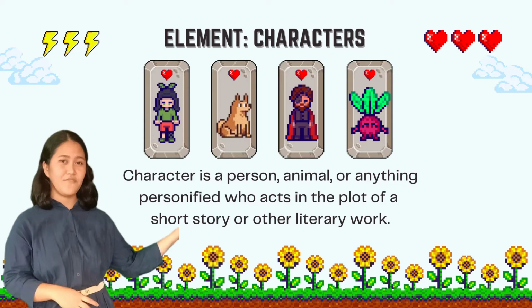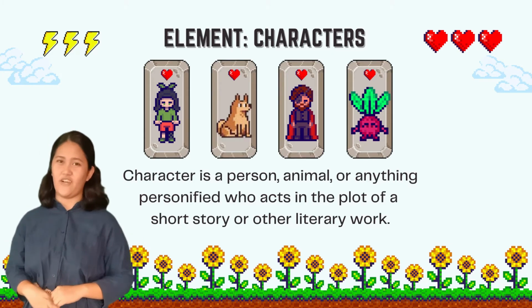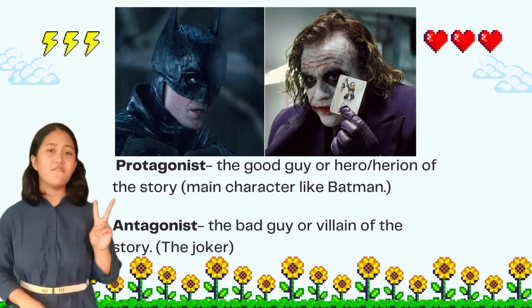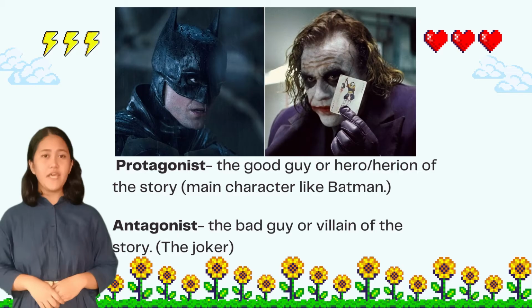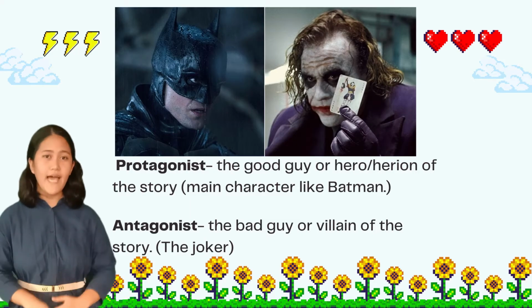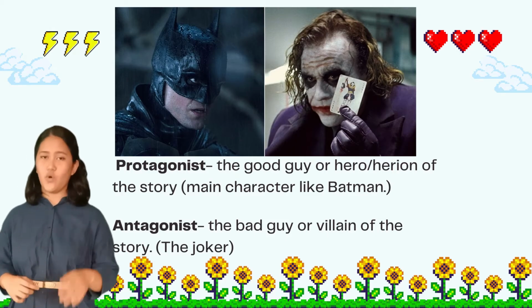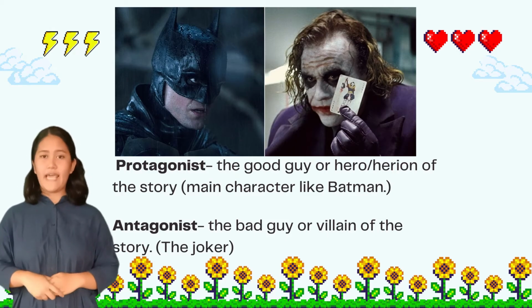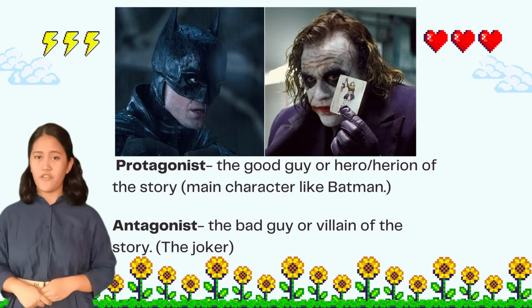That is an example of a personified character that acts in a plot. It's a fruit, but it's alive. That kind of personification. We have two types of characters in a story. We have the protagonist and the antagonist. The protagonist is the good guy or heroine of the story. So they are the main character, just like Batman. Do you know any other protagonist?